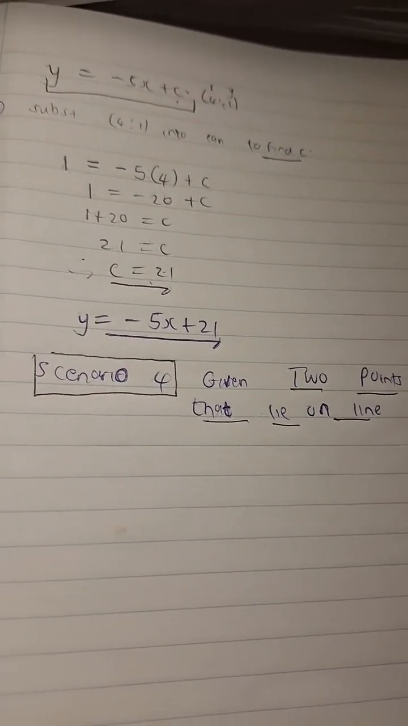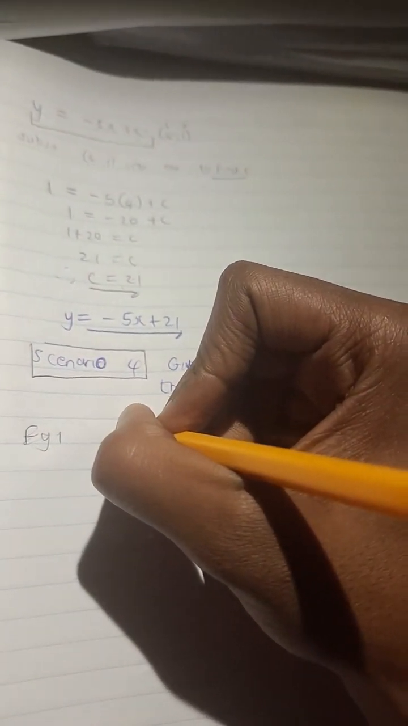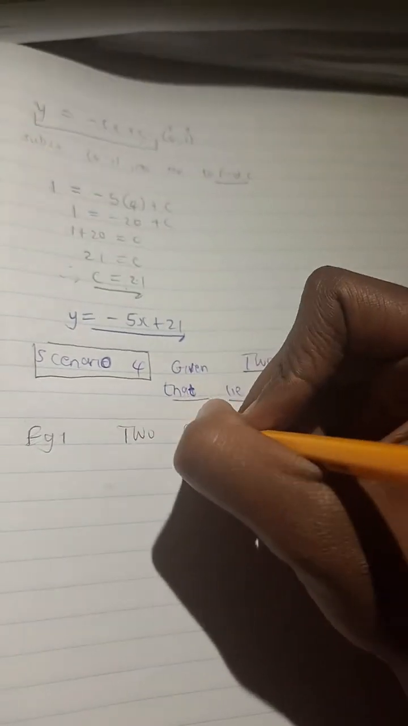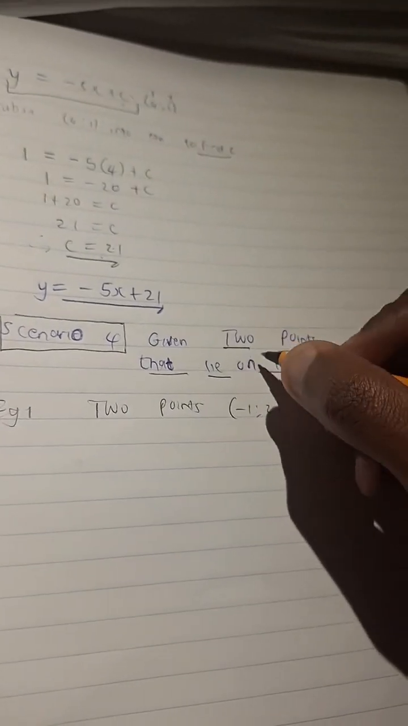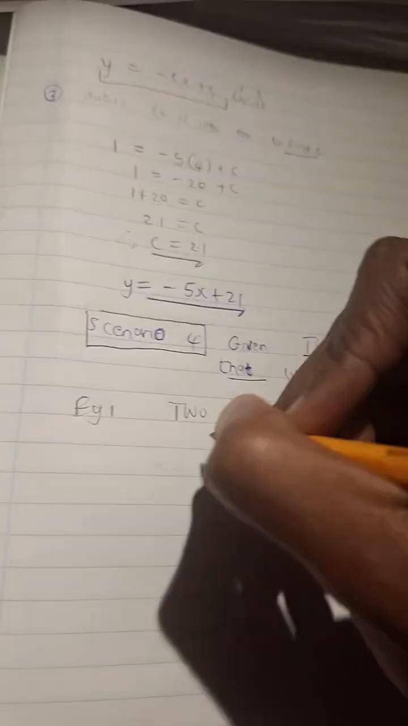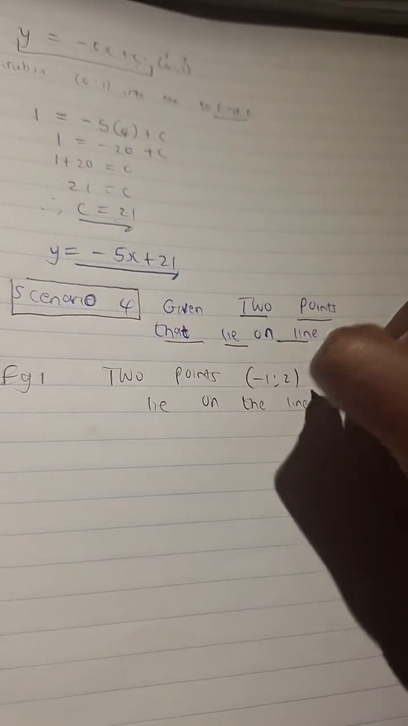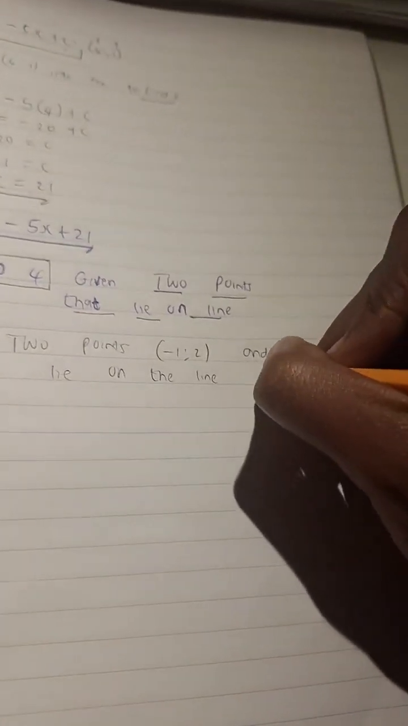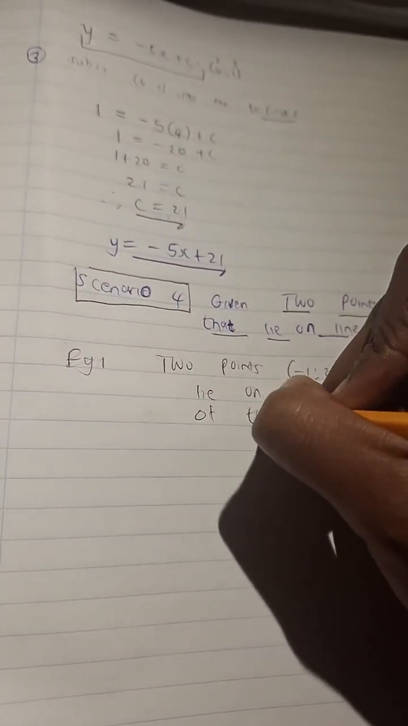Scenario 4. So let's look at an example so that we can more fully appreciate this scenario. 2 points, negative 1 and 2, and 3 and 4 lie on the line. Find the equation of the line.